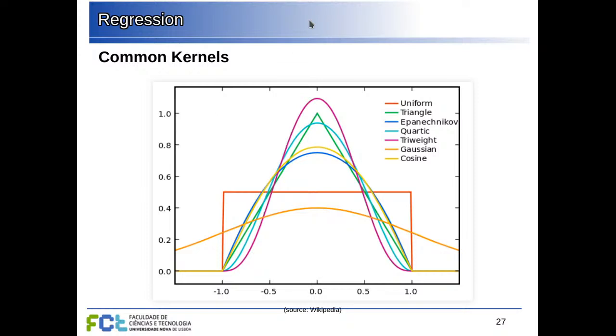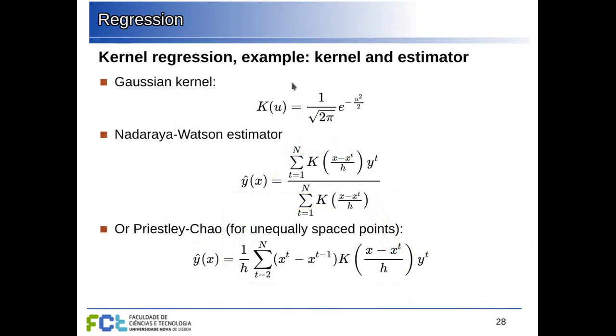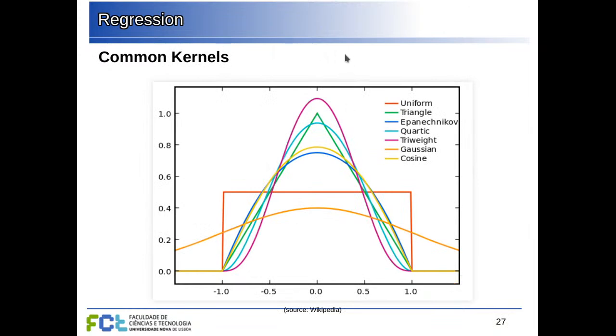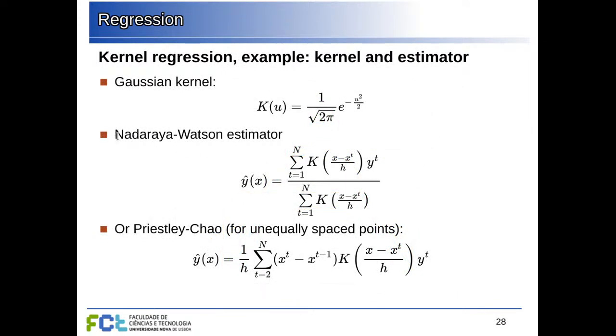And now we can use these functions to give different weights to points that are farther apart or closer to the point we want to predict. So in order to use kernel regression, we need two things. We need the kernel. Let's use a Gaussian kernel, for example. This is the expression for this Gaussian curve here. And we need an estimator, which is a function that weighs the different points in our training set differently in order to give a prediction.